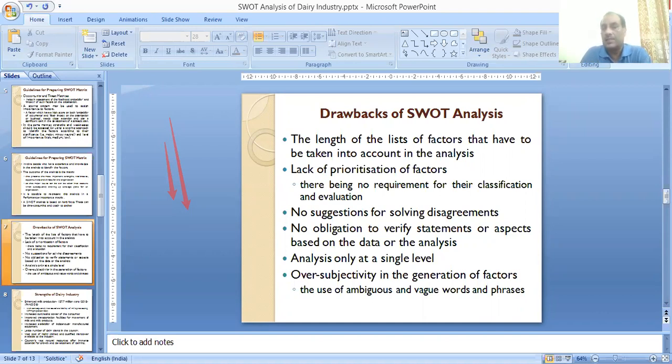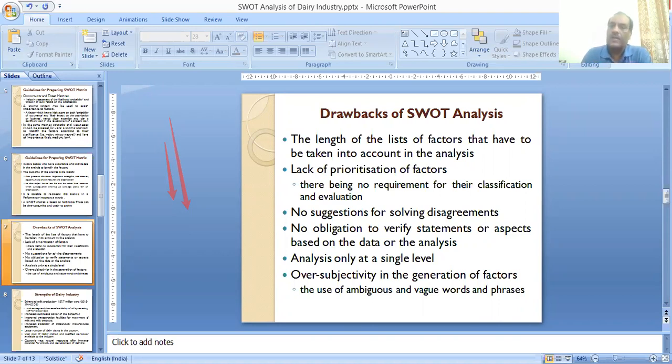Then analysis only at a single level. When we go for making a SWOT analysis, it covers the aspects and factors which are available, which are existing up to that time. But as we discussed, it is a dynamic process. The scenario is always changing. So this is one of the factors that we need to take at regular intervals, whereas it is done at a single point of time. So this makes its credibility challenged.